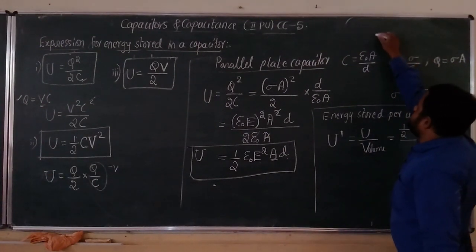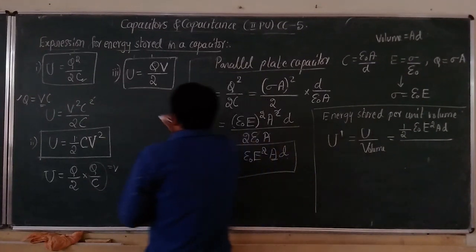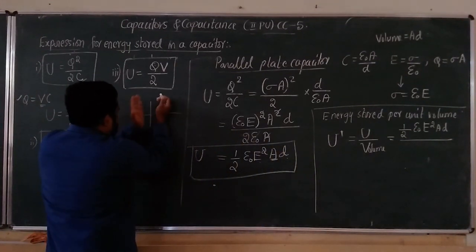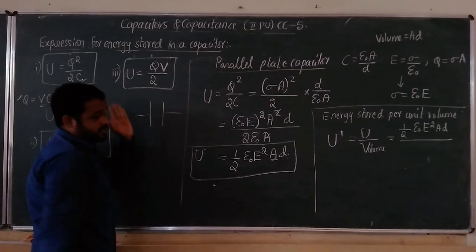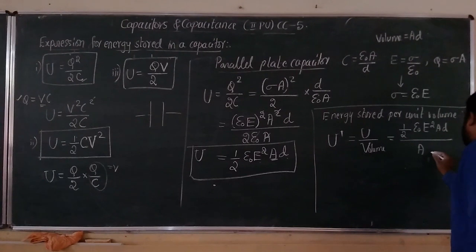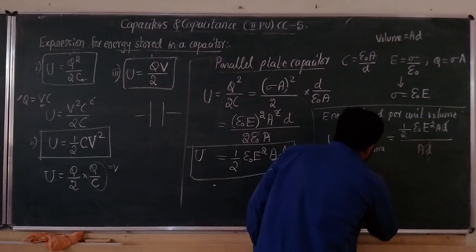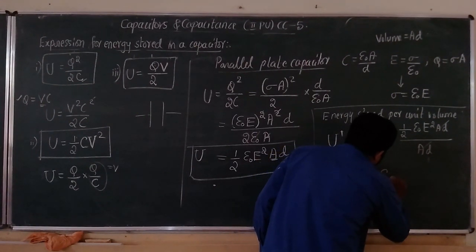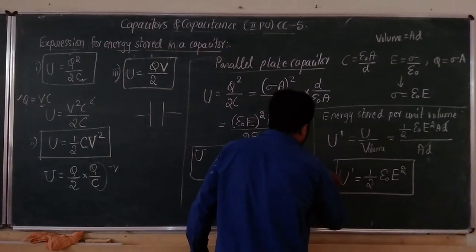Volume of the capacitor is area into separation between the plates. If this is the capacitor, the volume of this region is the area of each plate multiplied by the separation between the plates. So divided by A into D. This AD cancels. So energy stored per unit volume U dash is equal to half into epsilon naught E square.